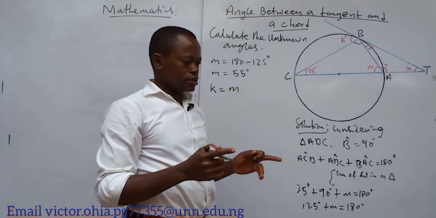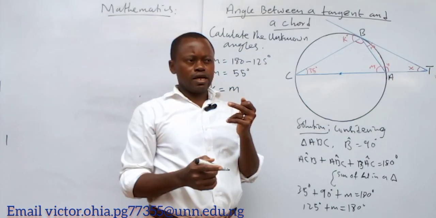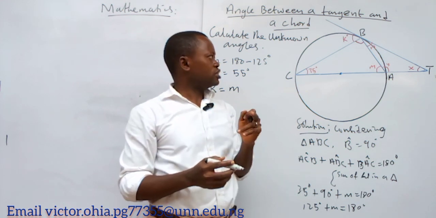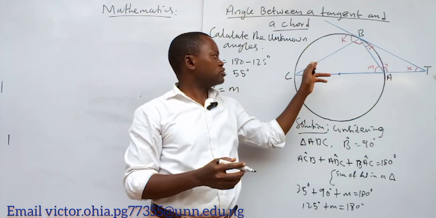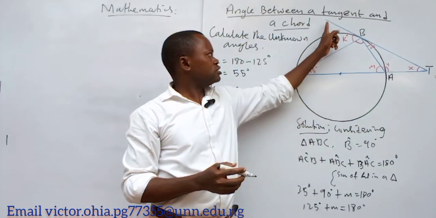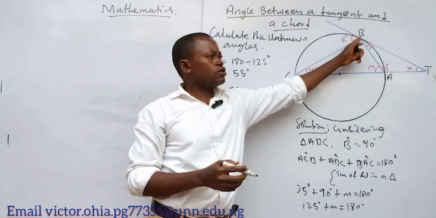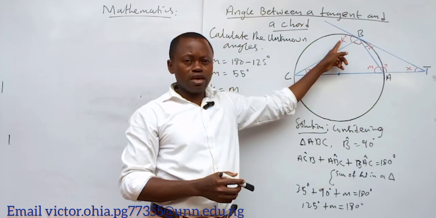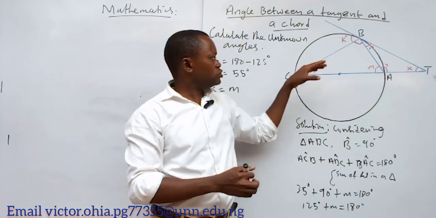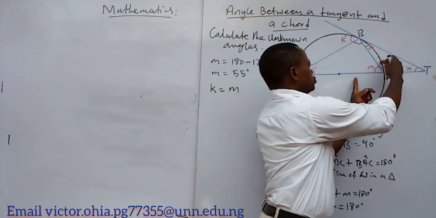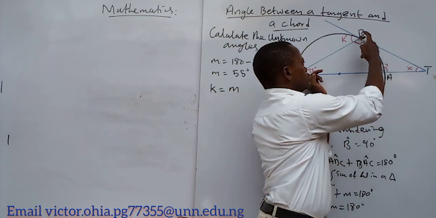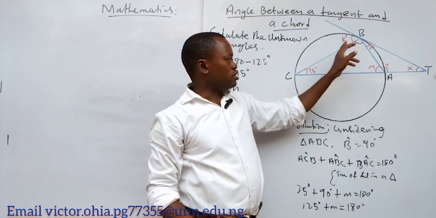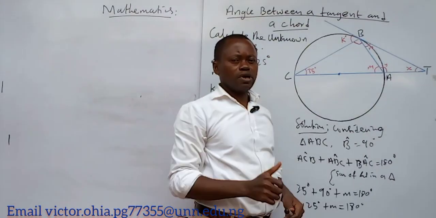In the last class, maybe two classes behind, I did a proof that shows that the angle between a tangent and a chord is equal to the angle in the alternate segment. You see this tangent touching the circle at point B. You see this chord BC. There's an angle there called K. Now this angle K will be equal to the angle produced in the alternate segment. So K should be equal to what? M. By that theorem.